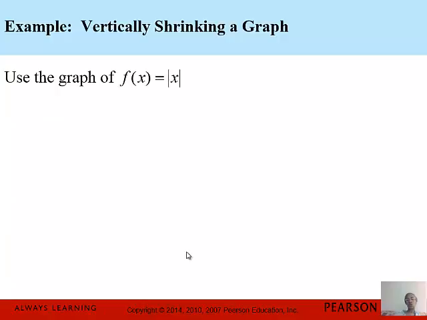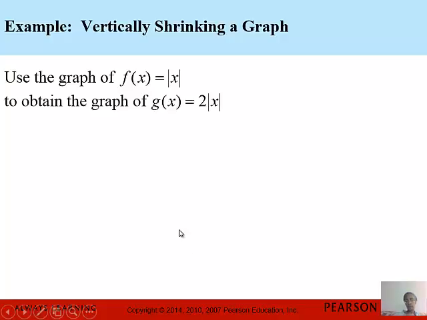So let's use the graph of f of x equal absolute value of x to obtain the graph of g of x equal 2 times absolute value x. Okay, and this is actually a vertical stretching. That was a mistype. So this is a vertical stretching of a graph, as we said previously. Our c is 2, and that's bigger than 1. So this is going to be a vertical stretch.